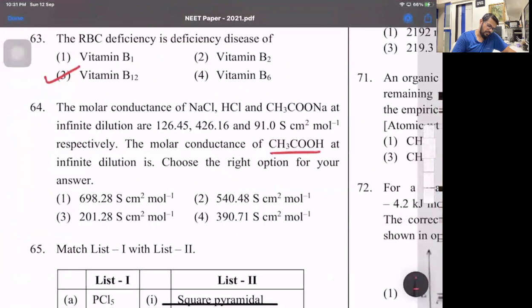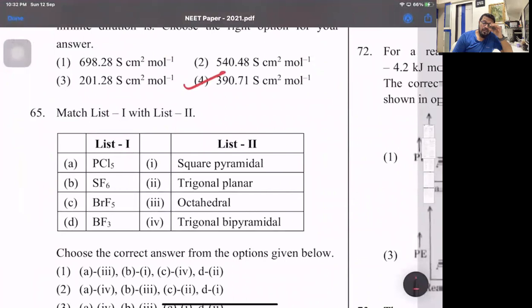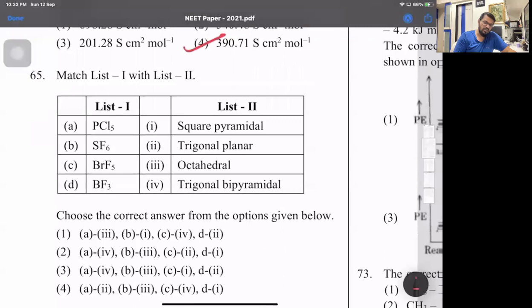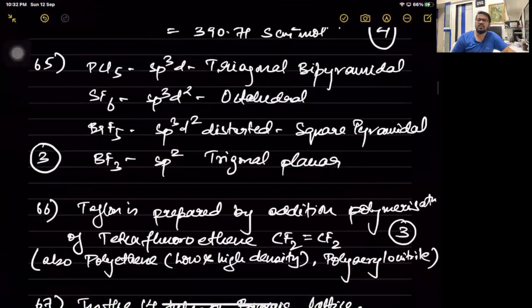Then, with respect to the match the columns part, PCl5 is sp3d hybridized, with trigonal bipyramidal geometry. So A over there is 4. Out of the options, SF6 is a regular octahedral geometry. BrF5 is sp3d2 hybridized, a distorted, what we call square pyramidal. And BF3 is a regular trigonal planar geometry, sp2 hybridized. So here in the 65th one, the answer is going to be 3.